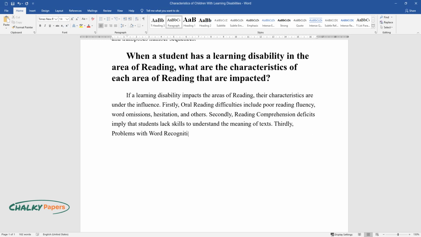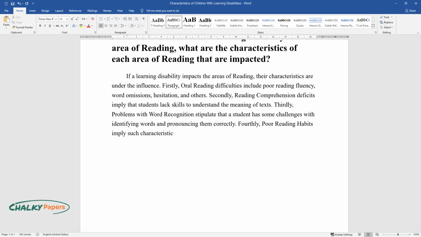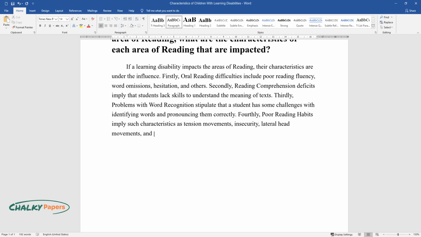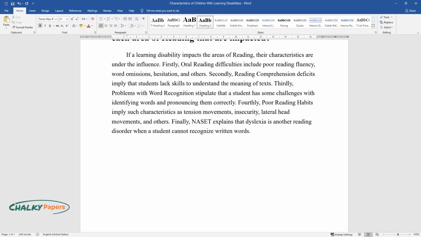Thirdly, problems with word recognition stipulate that a student has some challenges with identifying words and pronouncing them correctly. Fourthly, poor reading habits imply such characteristics as tension movements, insecurity, lateral head movements, and others. Finally, NASET explains that dyslexia is another reading disorder when a student cannot recognize written words.